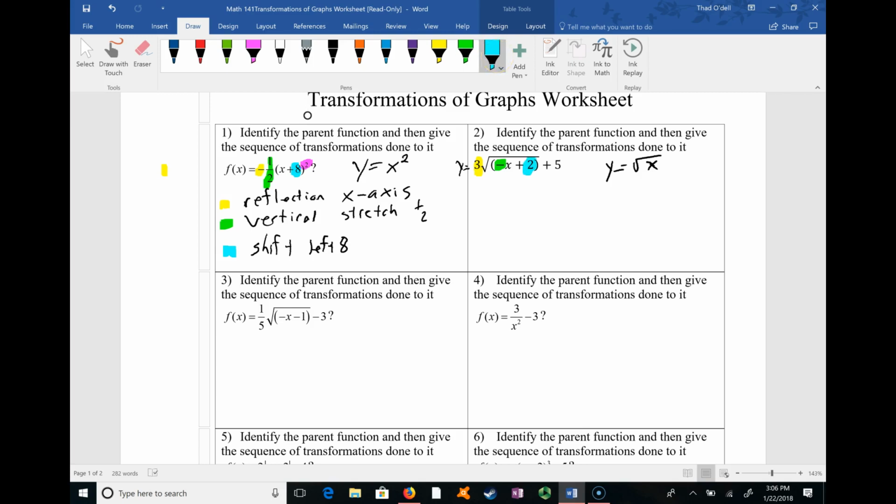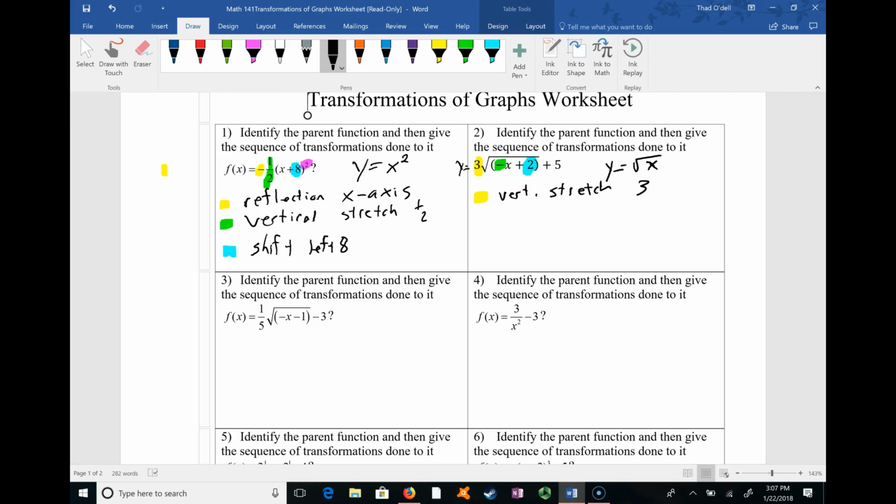Now this is a tricky one because there's both a reflection and a shift going on the inside. So first of all, we'll handle that 3 on the outside. That's a 3 multiplied, outside the square root, so that's how we know it's on the outside. That means that 3 is going to produce a vertical stretch by a factor of 3.